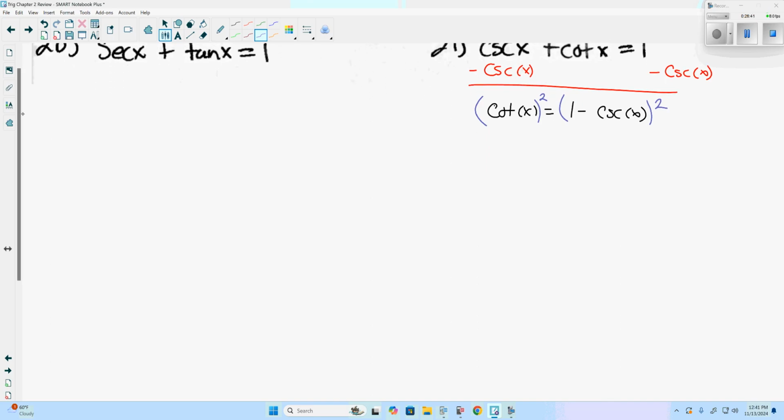Now, cotangent squared of x. Since there's only one term, it just gets multiplied by itself. Now, 1 minus cosecant of x, we're going to have to square it. We're going to have to multiply it by itself. So we're going to have 1 minus cosecant of x times 1 minus cosecant of x.